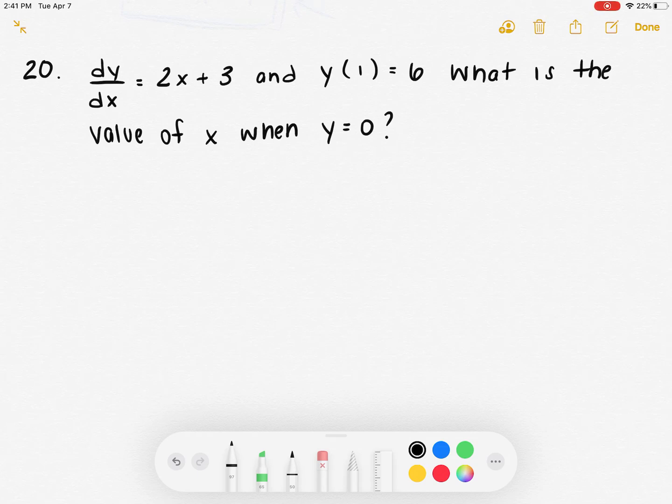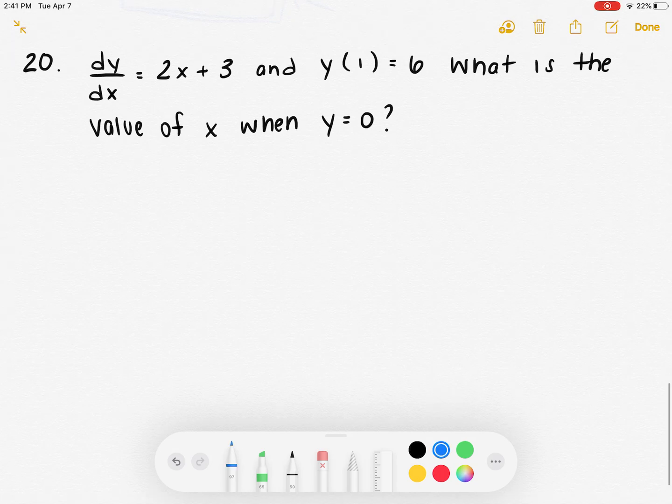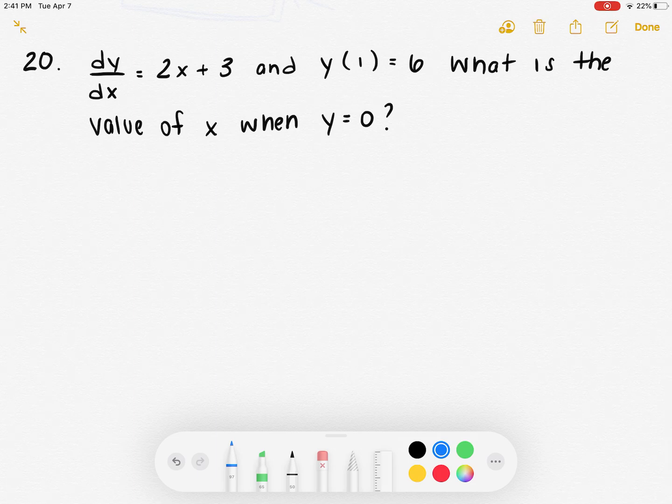So this example problem asks us a little bit more than just to find the specific solution or the general solution. They want to find a solution, and then they want us to tell them what the value of x is when y is 0. So the first thing I'm going to do is approach it just like any other differential equation.